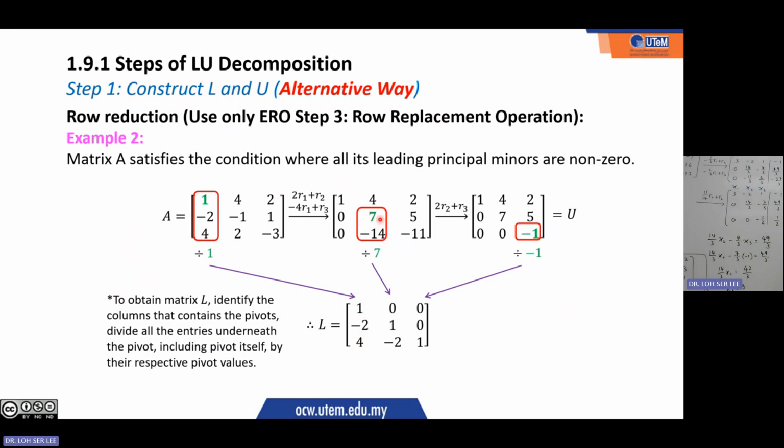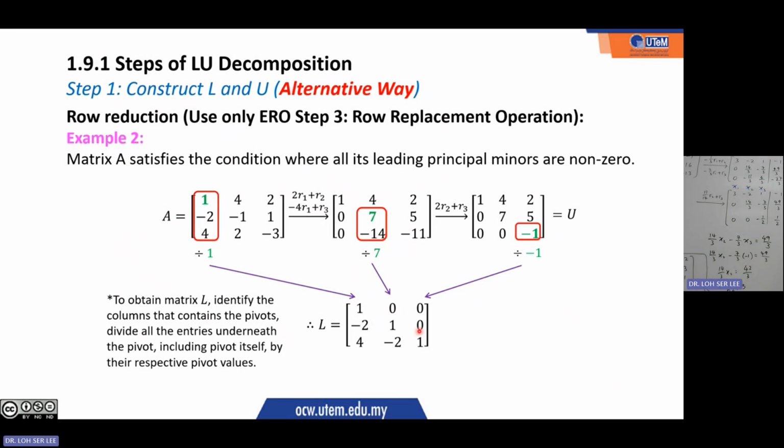Then the second pivot is 7. And we take the one before the row reduction. We don't take this one. We take the one before you use the pivot to change the underneath entry into 0. So the second pivot up to the last entry at the bottom, all of this must be divided by the pivot itself. So this 2 divided by 7, you get 1 and -2 here. And this is your third pivot. The third pivot divided by the pivot itself, you get 1.